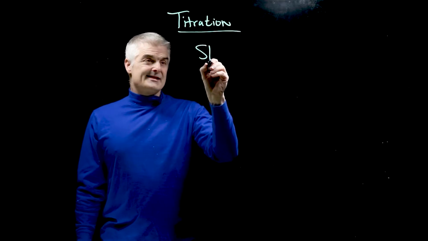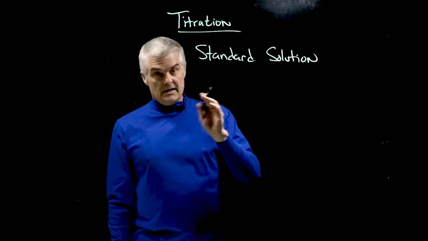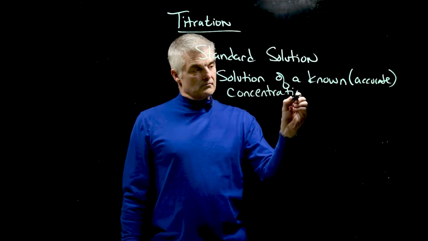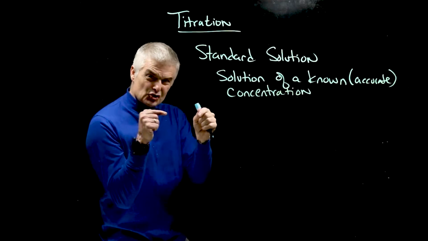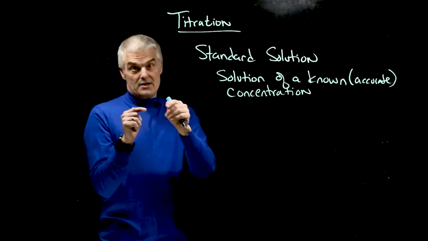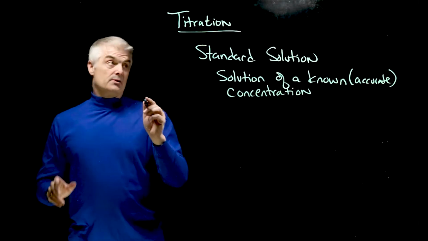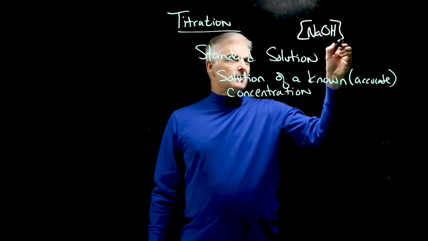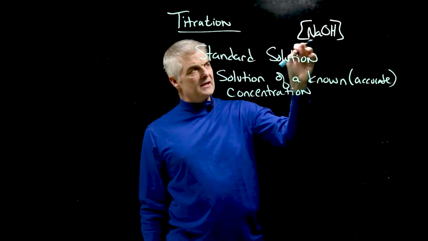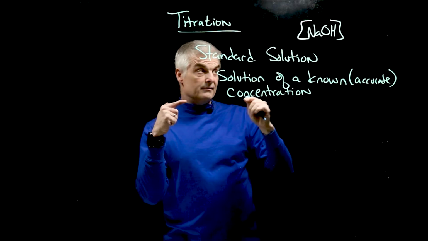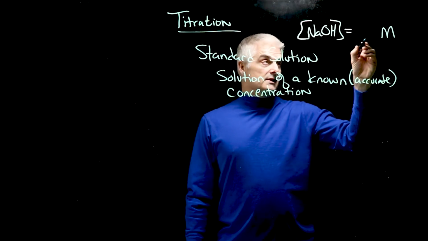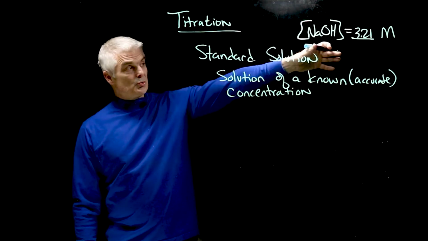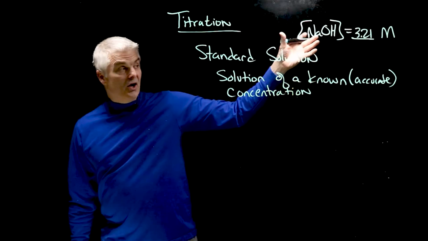The first one is called a standard solution. And a standard solution is a solution of a known, or like a super accurate concentration. So if I make up a solution, and we're talking about acid-base titrations, let's say I have a solution of sodium hydroxide. And by the way, this bracket means the concentration of, and it's going to be in some number molarity. And let's say this is a 3.21 molar solution. So I know it to be super accurately a 3.21 molar solution.